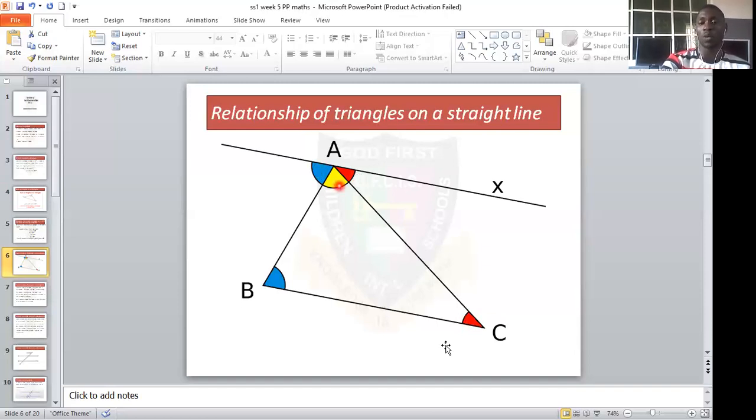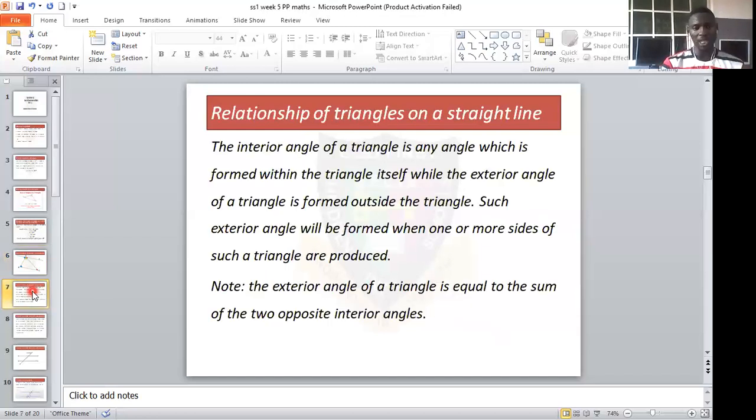So if we are asked to find this angle, provided you are given this angle and you are given this angle, you can also find this angle. The sum of all the interior angles must be equal to 180. So if you can find this missing angle, you have also gotten the missing exterior angles, which are alternates to one another. So that's the relationship of the triangles on a straight line.